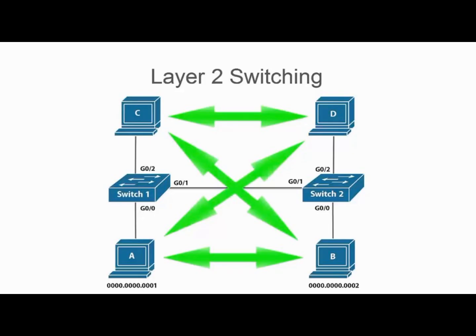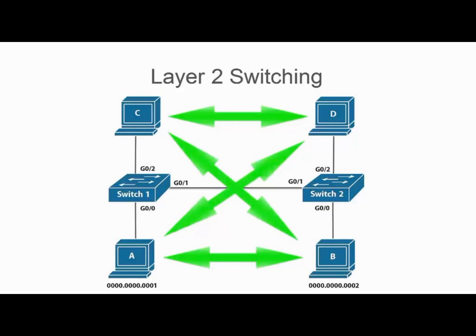The layer 2 switch decision making is made in two steps. The first step is the learning step. The second step is the forwarding step. In the learning step, when a switch receives a frame for the first time, it records the source MAC address of the frame and the port on which it arrived in its MAC address table. This process is known as MAC address learning. So this is the learning step. If the source MAC address is already in the table, the switch updates the timestamp associated with that entry.